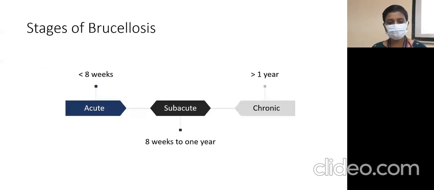Coming to the stages of brucellosis: acute is less than 8 weeks, subacute 8 weeks to 1 year, chronic more than 1 year. Our patient had an acute presentation of less than 8 weeks. The patient had fever for only 10 days.